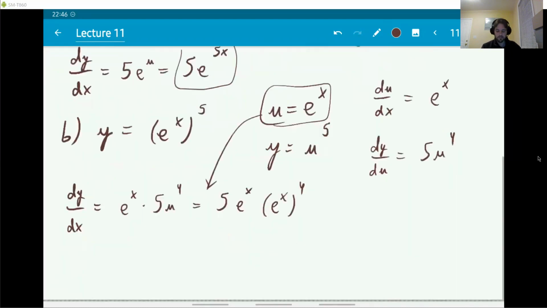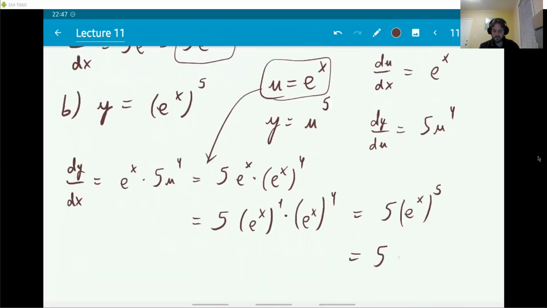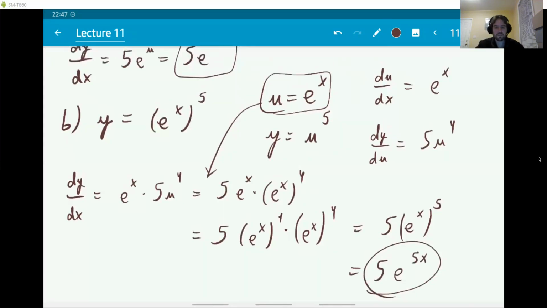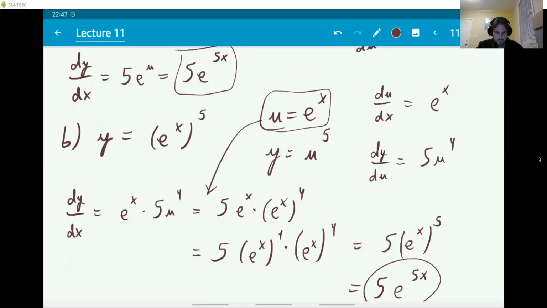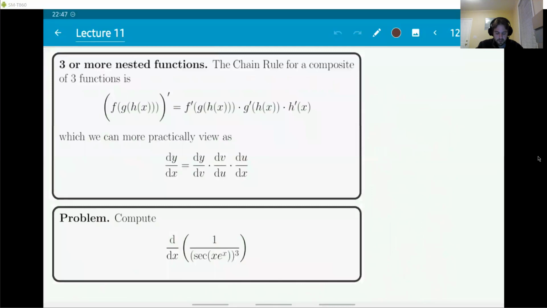Okay, how do we simplify this expression? You realize here, just think of e to the x as one number, one variable. It's raised to 1, and then times it's raised to 4. So think of it this way, raised to 1 times raised to 4. That's the same thing as raising to 5. And that's also, by the way, 5e to the 5x, the same answer from before. So yeah, sometimes you have more than one choice for your inner and outer function. As long as you have a valid choice, you're going to get the valid answer.